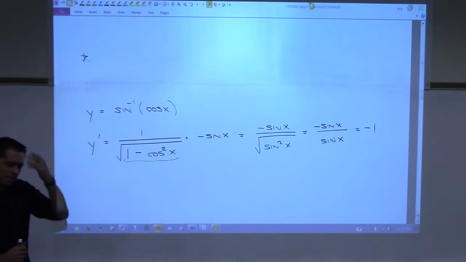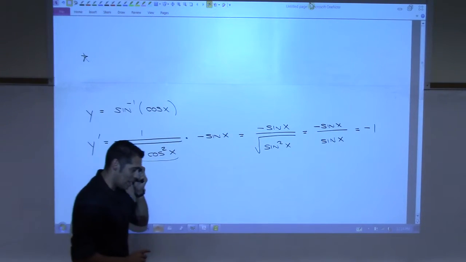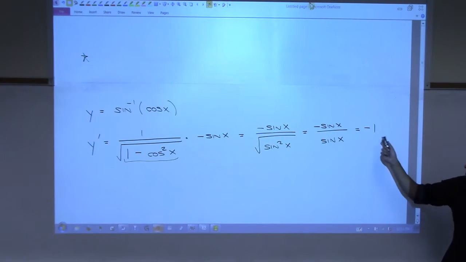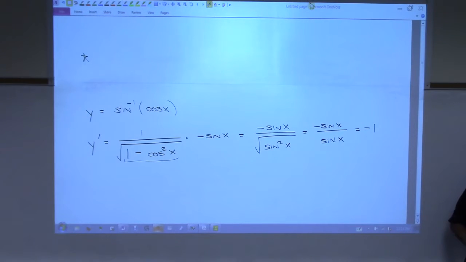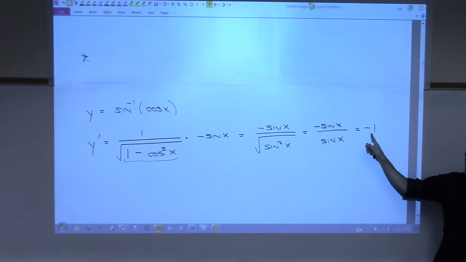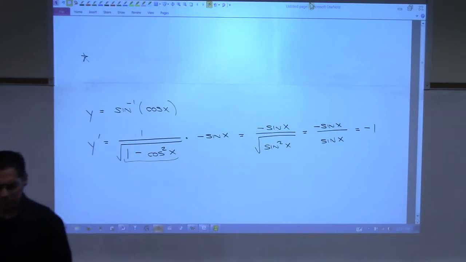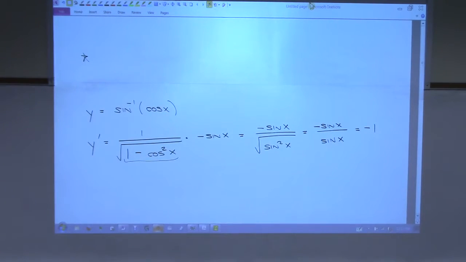Now see, this is where you have to start thinking a little bit like a Cal 2 student. If the derivative of something is negative 1 all the time, what does that tell you about that function? It's a line. It has the same slope the whole time, doesn't it? It has to be a line. That can't be a line. Can that possibly be a line? No. We messed up, right?